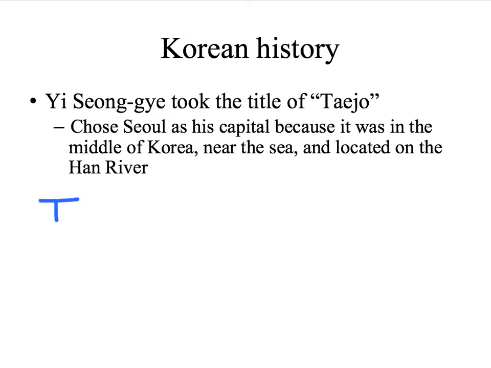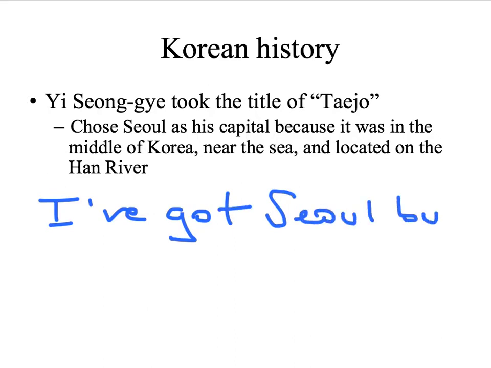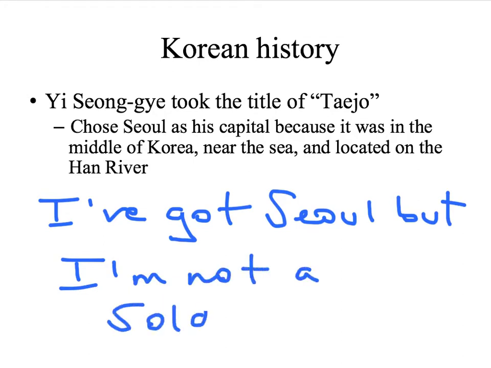Now, Taejo was very important for Korea's history. One of the biggest things he did was he chose the city of Seoul as his capital. As you'll see on the map in a few minutes, it is a very good location. It's in the middle of Korea, as well as close to the sea, and it's near a major river, the Han River.